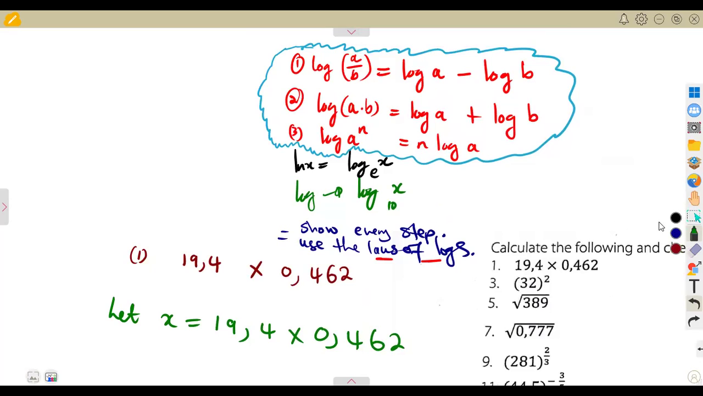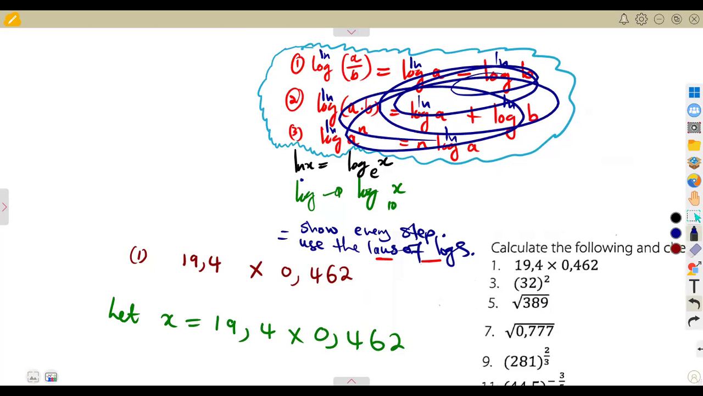And take note, if you are introducing the ln, it's the same thing. If there is a ln here, it means it's going to be ln A minus the ln of B. If there's a ln here, it's going to be the ln of A plus the ln of B. If there's a ln here, it's going to be n, the ln of A. So whether you're using the log or the ln, they are the same laws, same application.